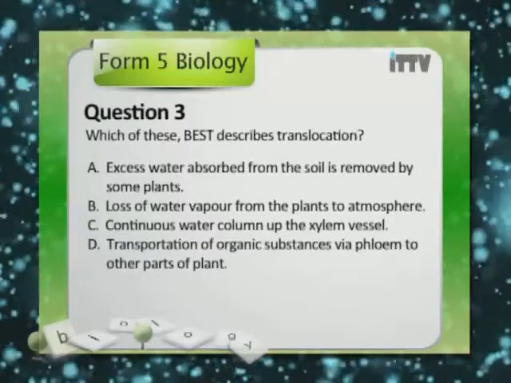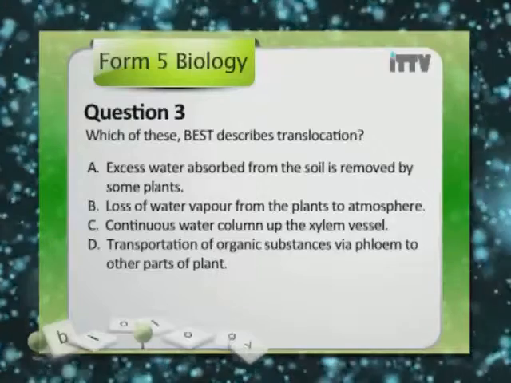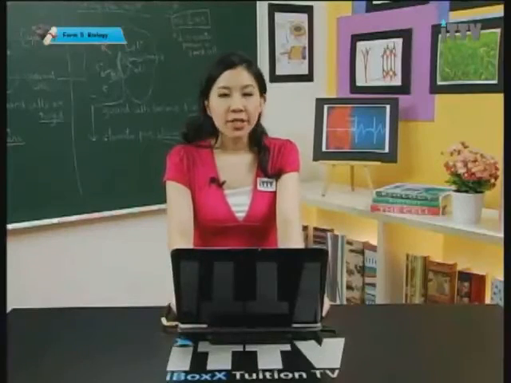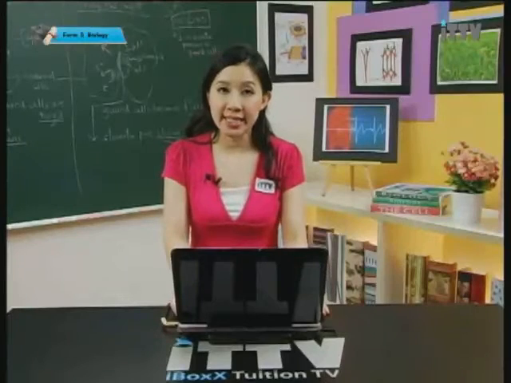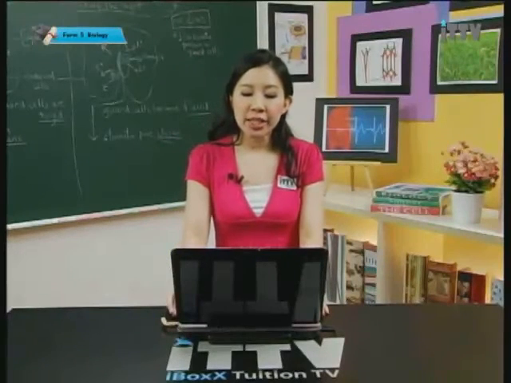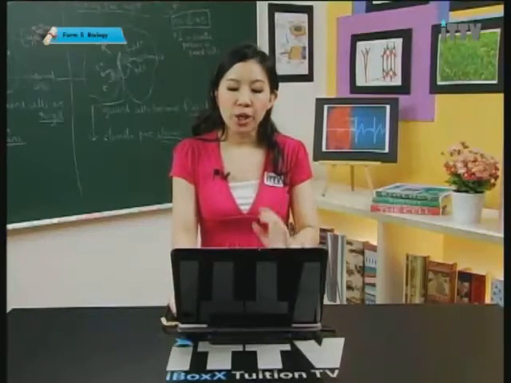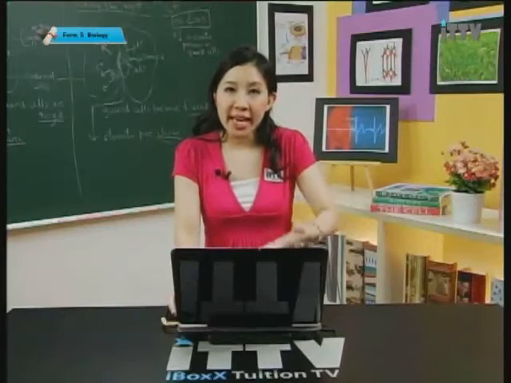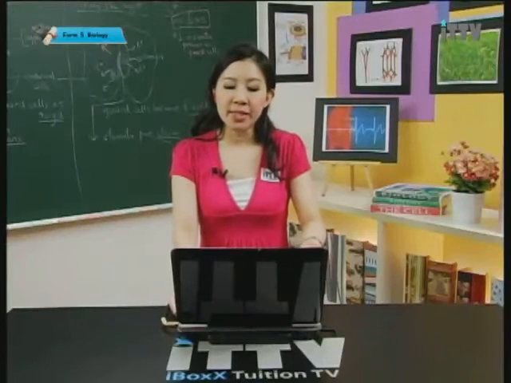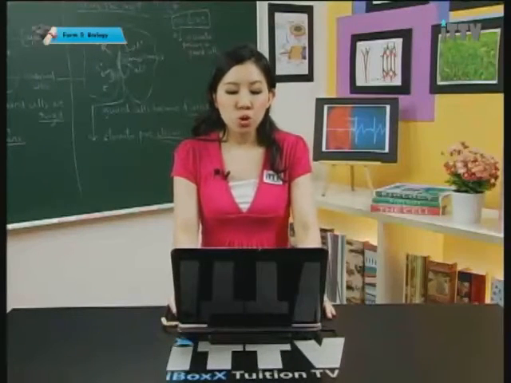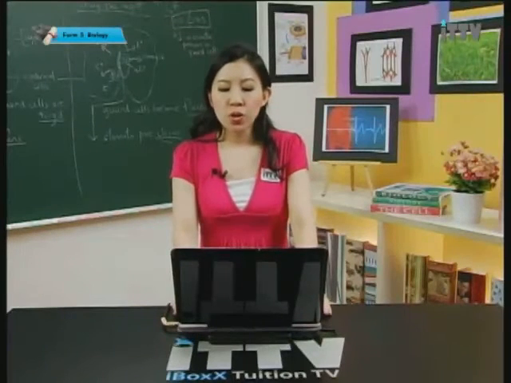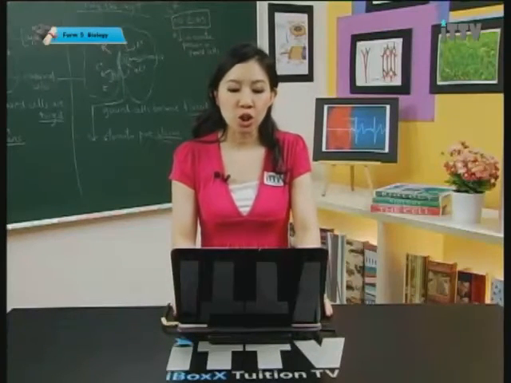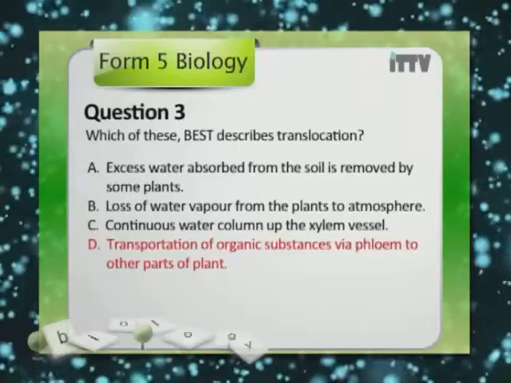Now this is a bit of memory work. I'm sure you can get the answer. Yes, you're right. This is purely based on your recall of the knowledge learned just now. Translocation is best described as the transportation of organic substances via phloem to parts of a plant, thereby the answer is D. Loss of water vapor from the plant to the atmosphere is known as transpiration. So the answer is D.